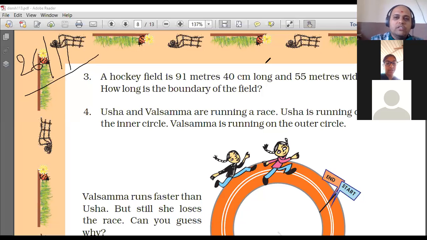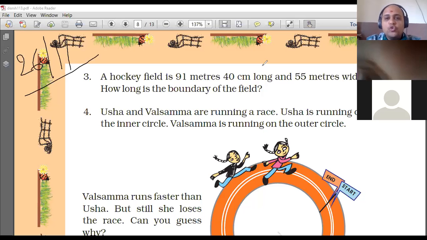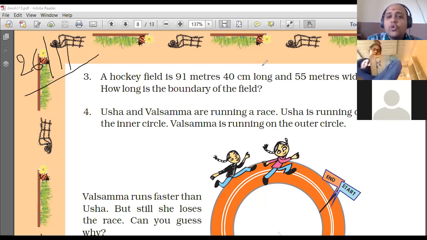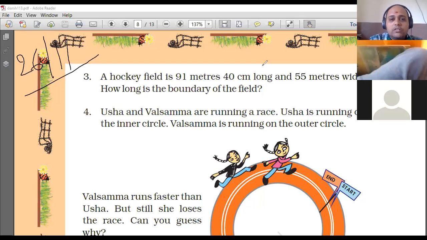So, first question, question number 3. A hockey field is 91 meters 40 centimeters long and 55 meters wide. How long is the boundary of the field? Now this example you have to solve in your notebook, and to do it, we will open up the whiteboard.